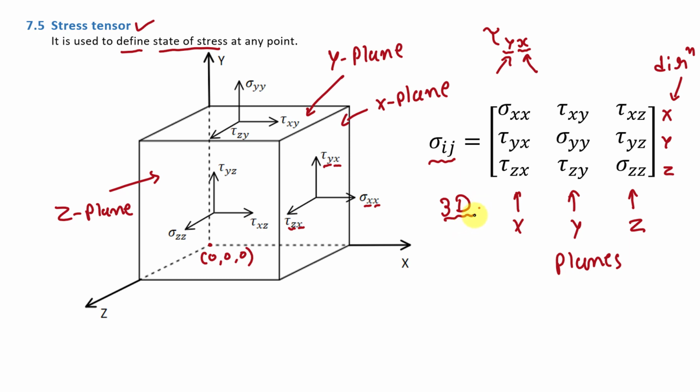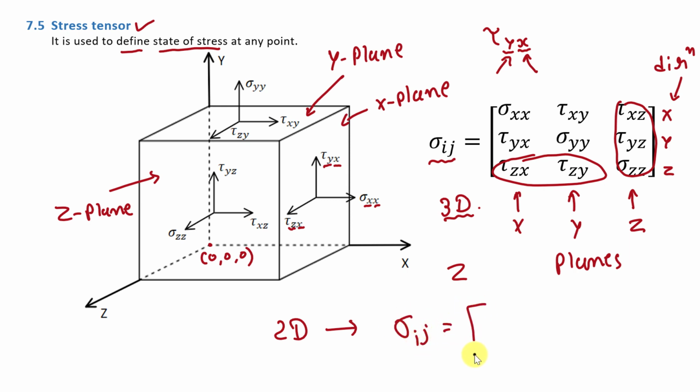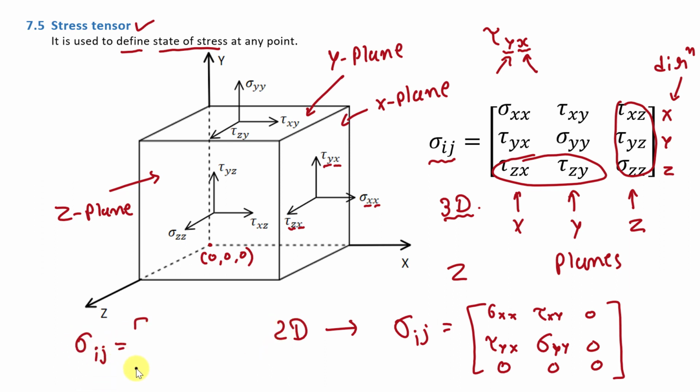For 2D loading condition, stress in z direction and stress on z plane is 0. Means here these three values are 0 and these two values are also 0. So for 2D loading condition, this stress tensor can be written as sigma xx, tau xy, here there is tau yx and here there is sigma yy. And we can also write these values as 0. Or we can also write that sigma ij is equal to sigma xx, tau xy, tau yx and sigma yy. So here this stress tensor is for 2D loading condition.